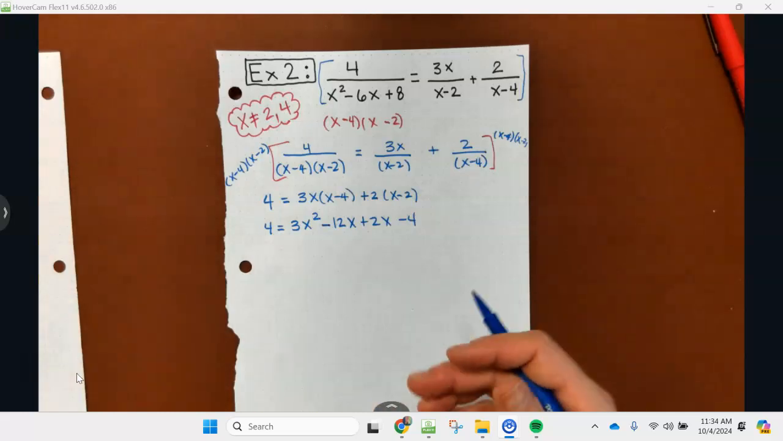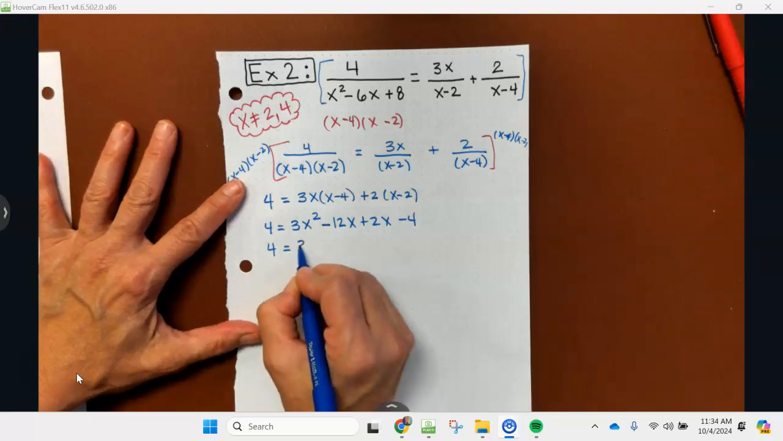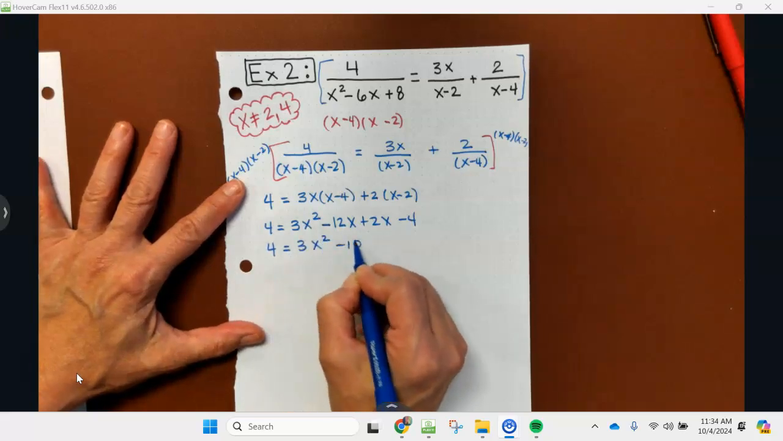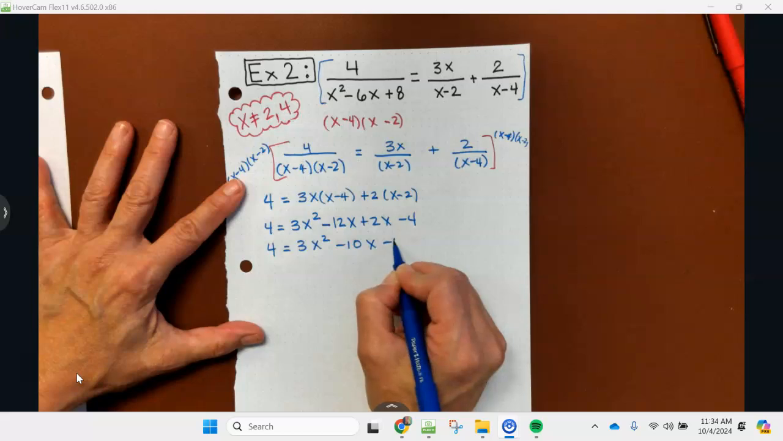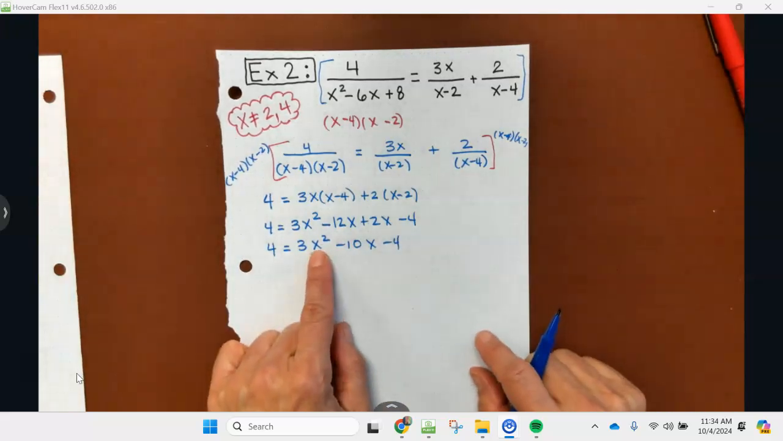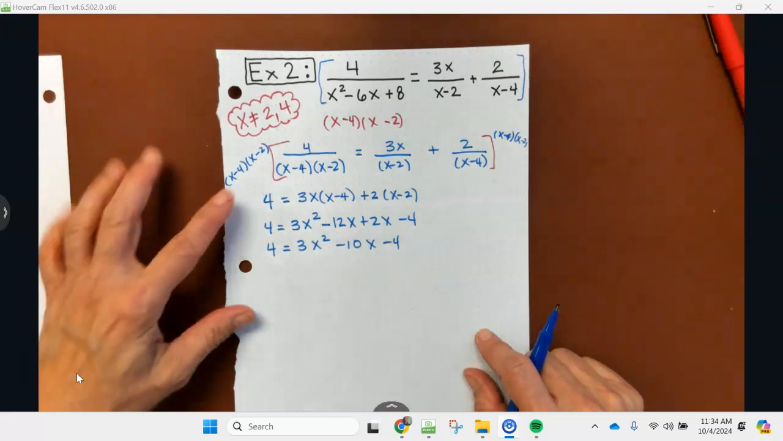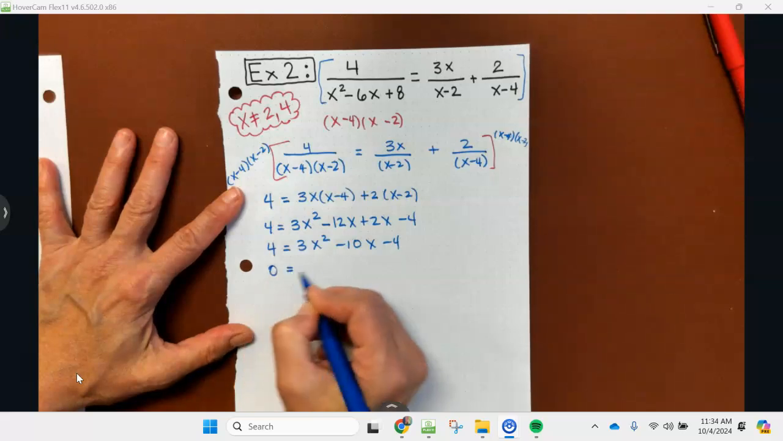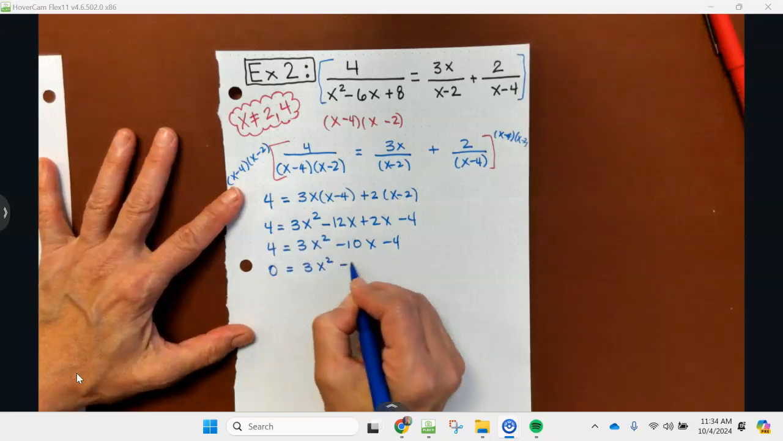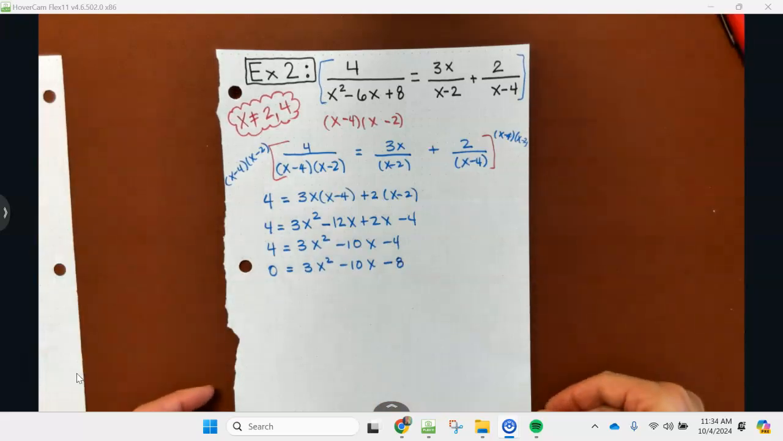Okay, let's see what's going on here. I'm going to clean up these like terms real quick. So 4 is going to equal 3x squared minus 10x minus 4. Okay, please remember, anytime you have an x with an exponent, it has to be set equal to 0. So this 4 is moving. Here we go. 0 equals 3x squared minus 10x minus 8. All right, looks like we got some factoring to do.